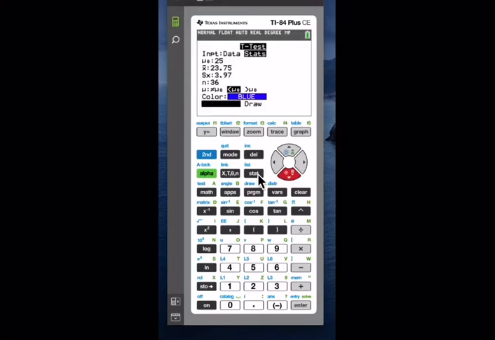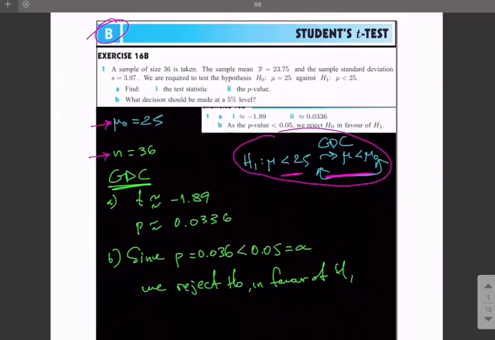And we calculate, and that's our answer. We have negative 1.89 and p-value 0.0336. So I'm rounding my answers, and you see my answers here. And I want you to notice that I'm going to do this kind of writing. Since p-value is about 0.0336, which is less than 0.05, which is the alpha value, that's how I want you to write for your IAs also. We reject H0 in favor of H1.